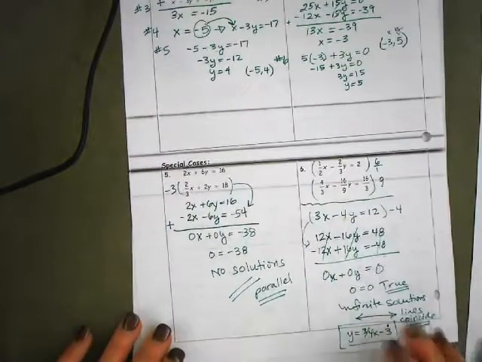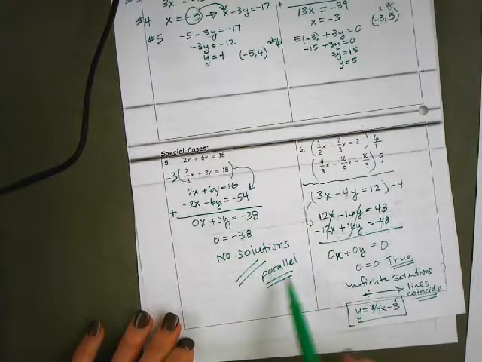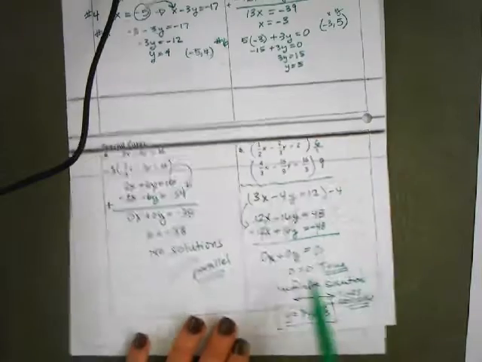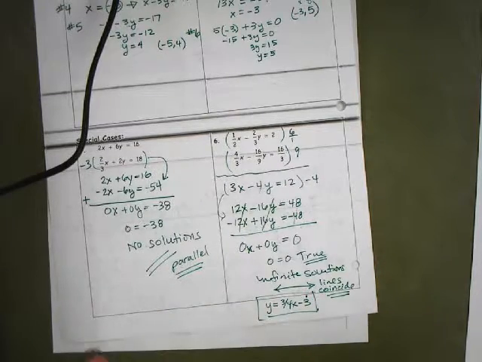If you get a point, that is the solution. If you get it where it's like 0 equals a number, that is no solution, meaning the lines are parallel. And if you get it where it's 0 equals 0, it's a true statement, and that's where you have infinite solutions and the lines coincide, meaning they have the exact same y equals mx plus b.